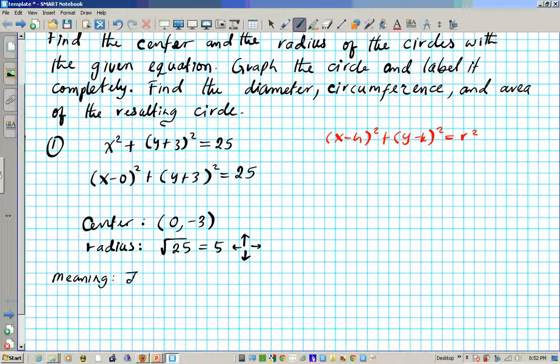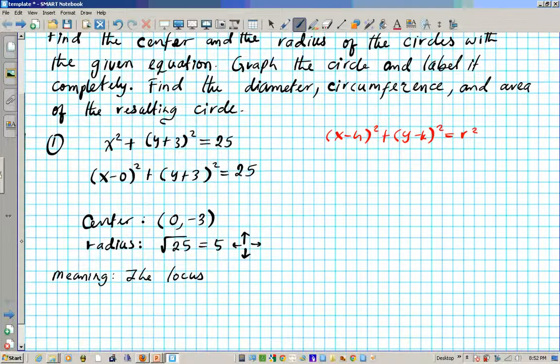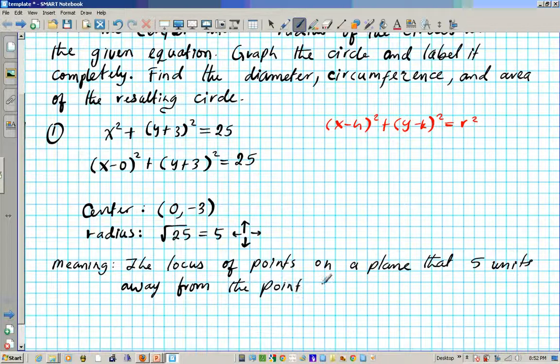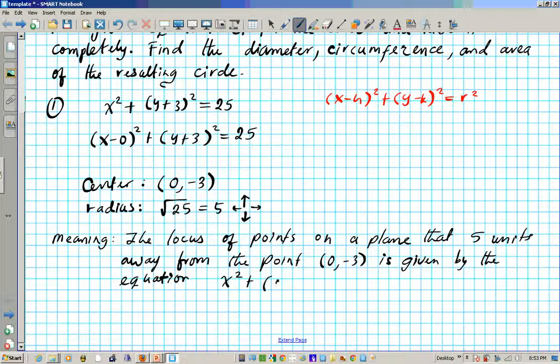The meaning is that the locus of points on a plane, it has to be on a plane, that is 5 units away from the center, the point (0, -3), is given by the equation x squared plus (y + 3) squared equals 25. So this is basically what the answer means.